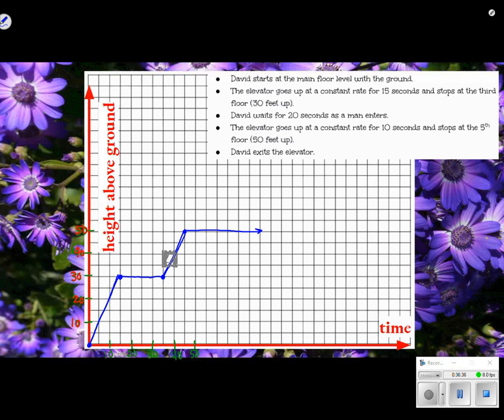But remember doing this, you've been looking at piecewise functions for a long time. We have a linear piece joined with a constant piece, joined with another linear piece, joined with another constant piece. Okay, and these model real world problems very well.